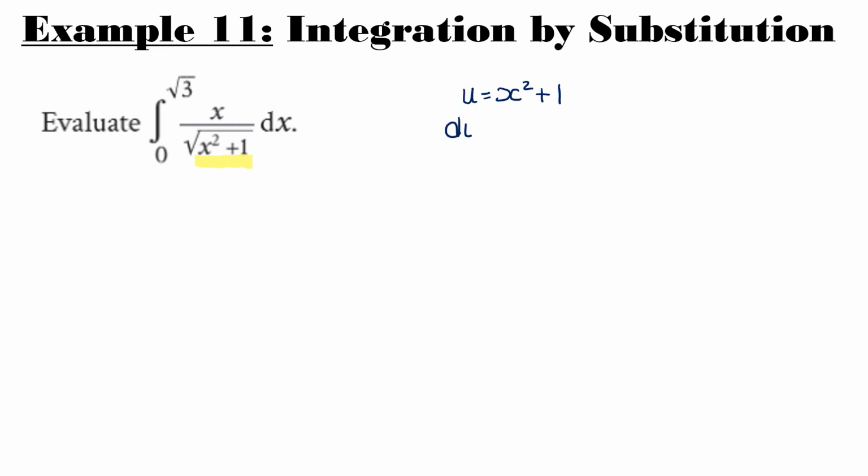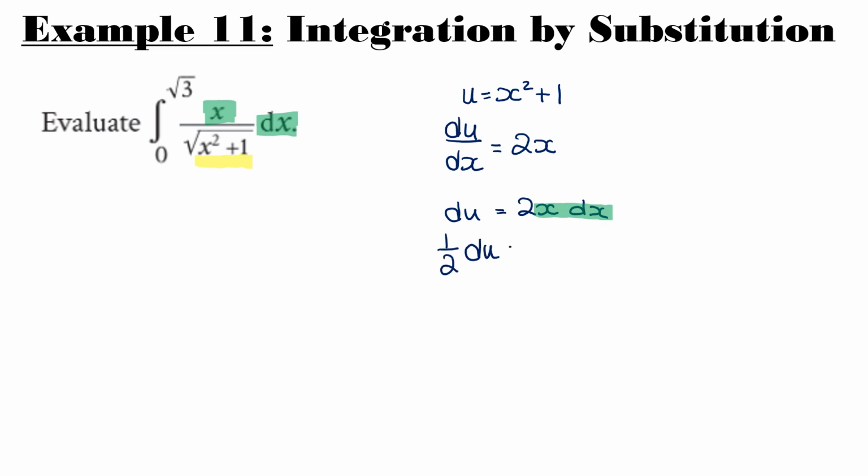Then we're going to differentiate that. So we get du dx, and that gives us 2x. So we have du equals 2x dx. Now, all I have to take out with my dx is an x, so I don't want that 2 there. I'm going to bring my 2 back over the line and have a half du equals x dx. And now I can replace.